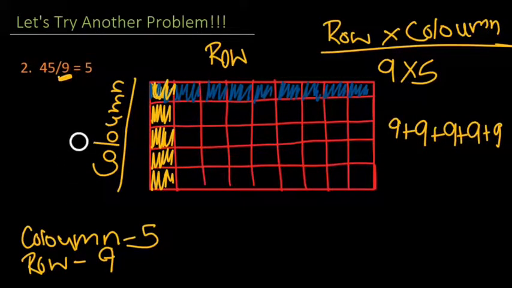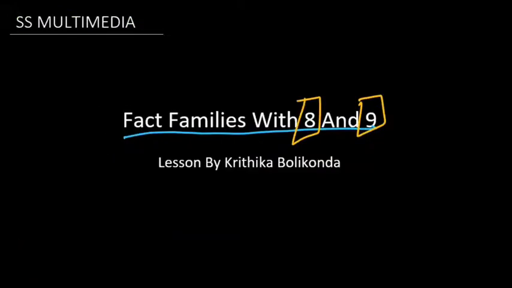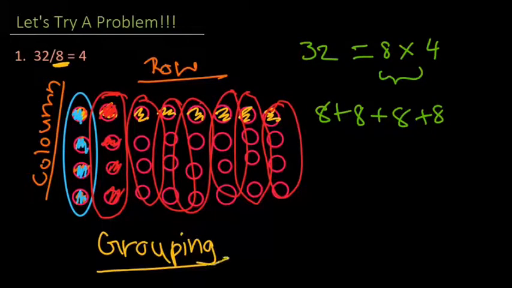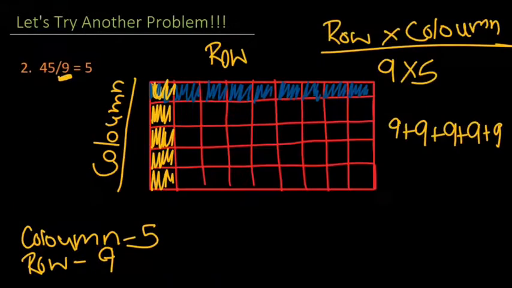So if you noticed, we covered what our lesson was basically about, and we learned 2 different methods. I don't have a name for this method. I'll call it grouping method. In the second method, I call it row times column method.